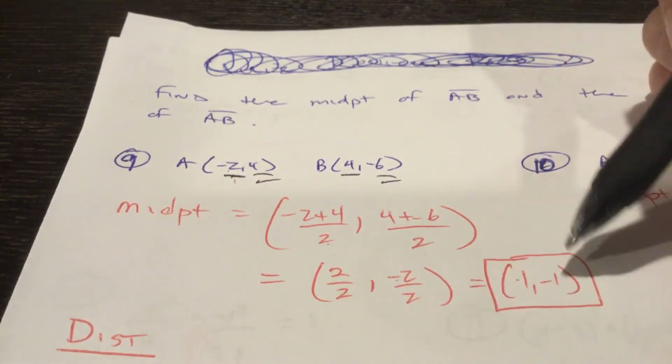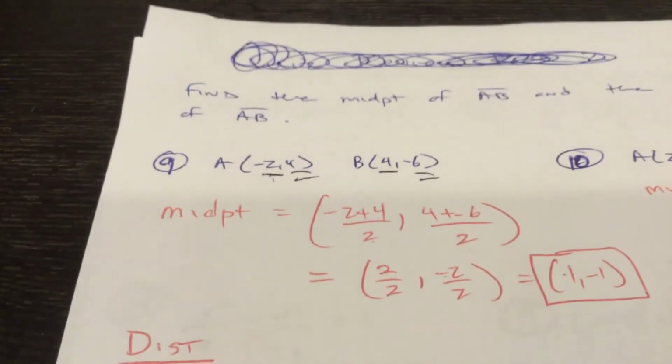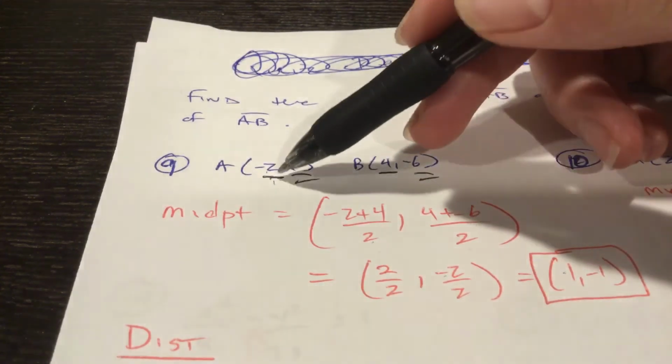That is 1 comma negative 1. That is the midpoint, 1 comma negative 1. Now I show distance a little different. Again, you guys had this in a chapter in geometry. Distance is just a Pythagorean theorem.